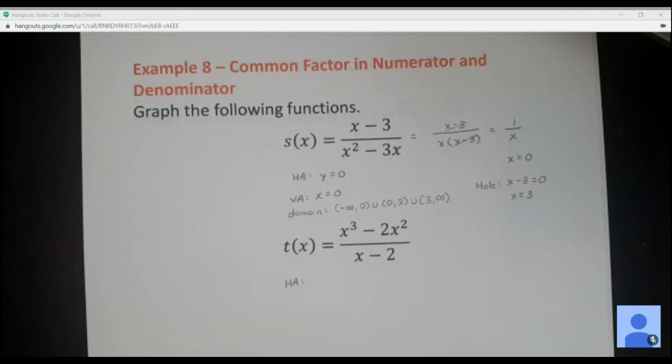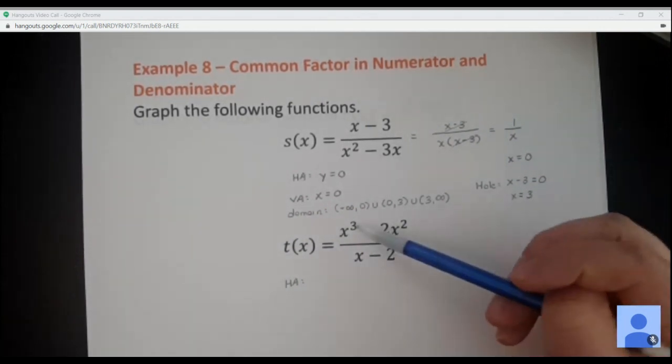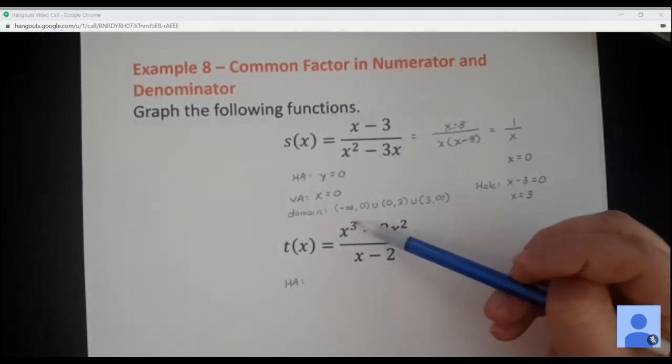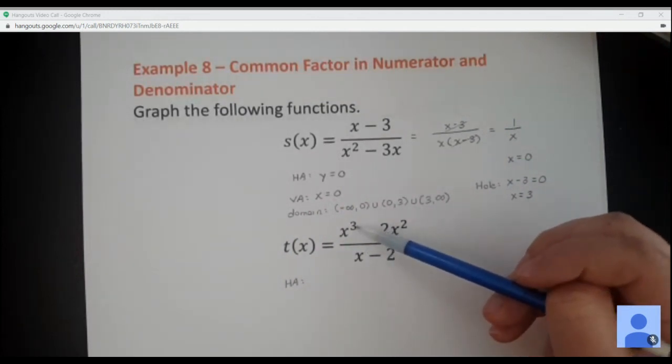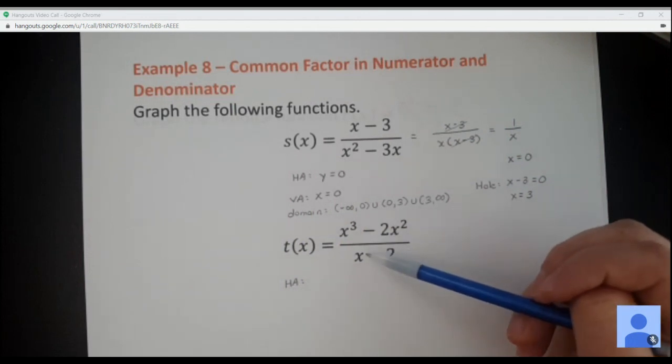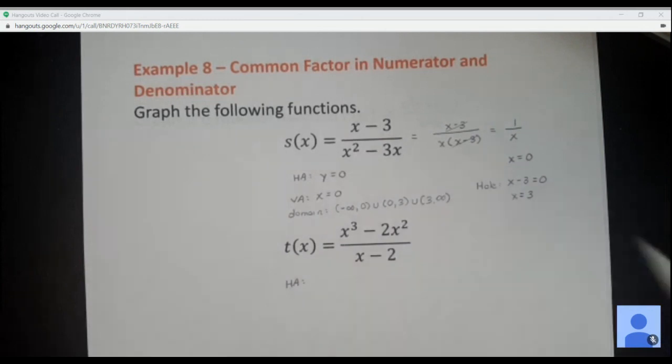Okay, so Kenneth says 0, right? And I got some people saying none. So let's think about what case we have here, right? So let's look at our degrees. So in the numerator, the highest exponent is a 3. In the denominator, the highest exponent is a 1. So this is the case where the degree in the numerator is bigger than the degree in the denominator, right? So that's n is greater than m. Good. And so remember back to that slide, we have the case where n is bigger than m.